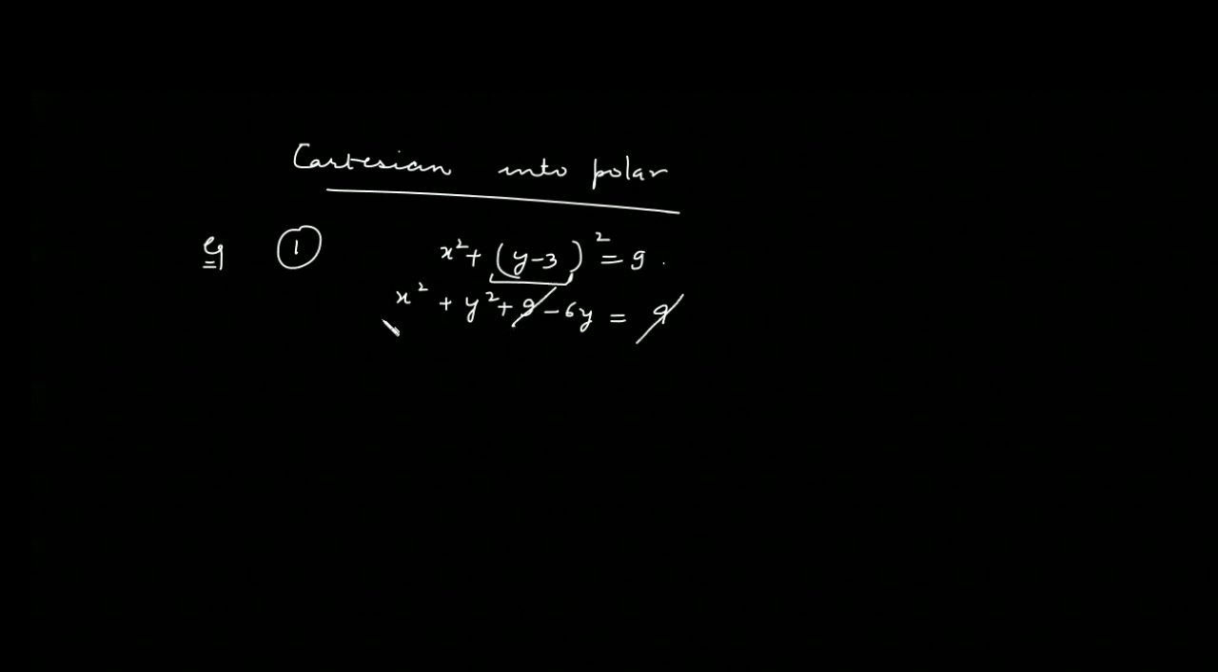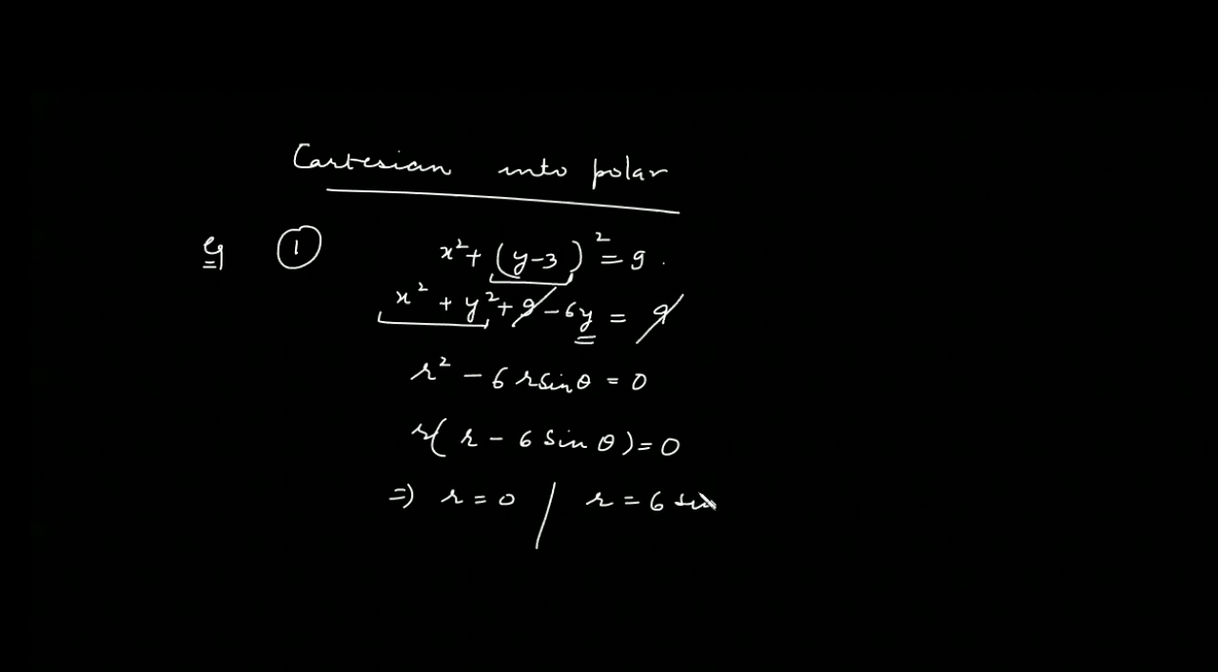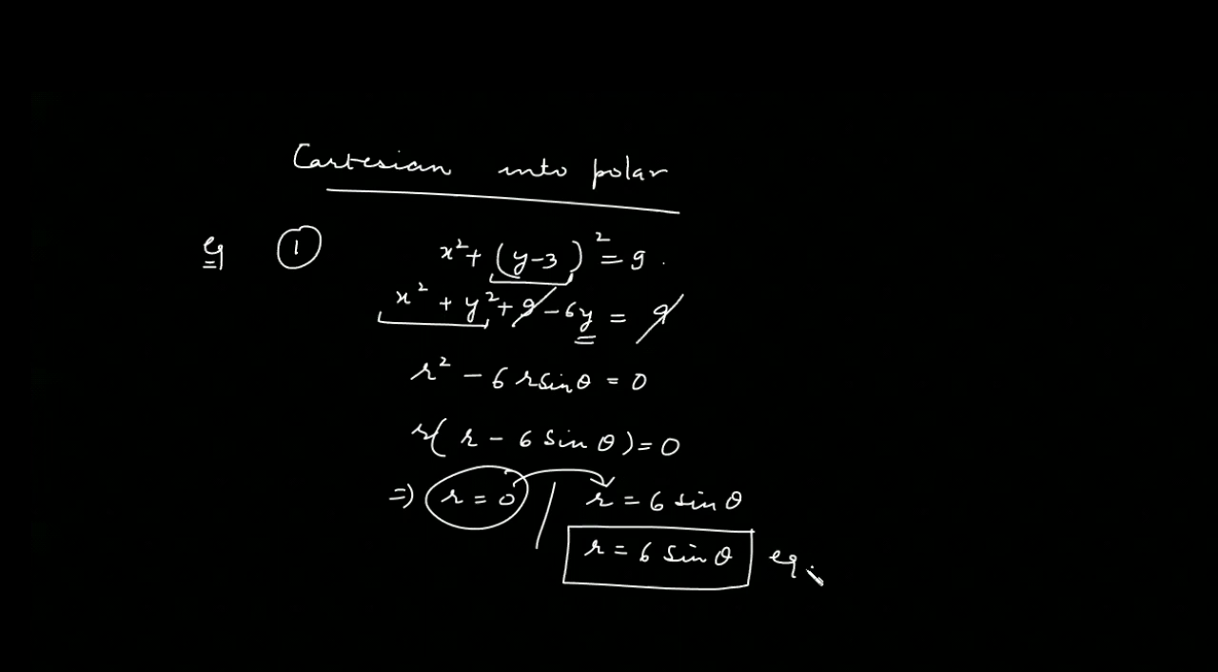This 9 cancels out. Since x square plus y square is r square and y is r sine theta, now we can take r common. So from here either r is 0 or r is 6 sine theta. Since r is equal to 0 is included over here, since this includes r is equal to 0, this is the equation in polar. So this is Cartesian into polar.